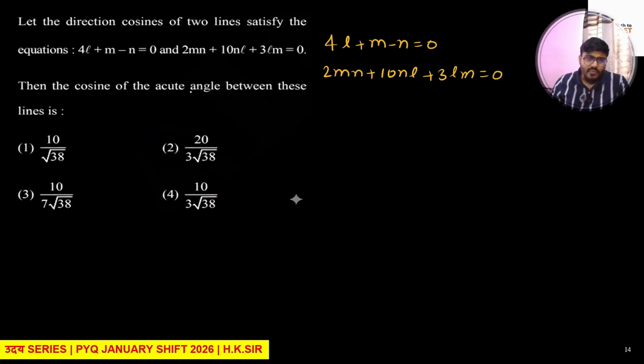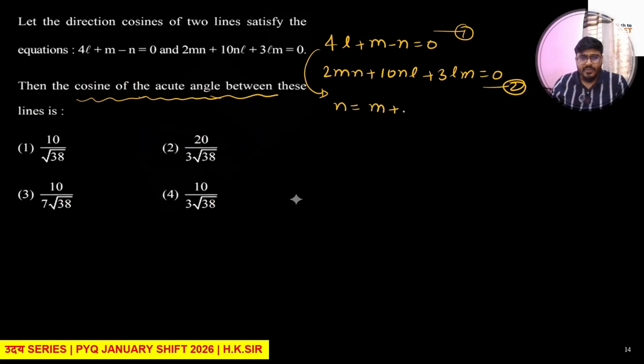Then the cosine of the acute angle between these lines. Okay, the cosine of the acute angle between these two lines we have to find. So we take the first equation and the second equation. From the first equation, we can find the value of n: n is equal to m plus 4l. Now put this in equation number 2.